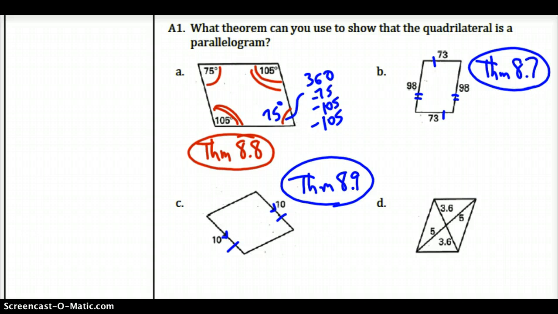And then finally D here, it looks like I've got diagonals that are bisecting each other, 5, 5, 3.6, and 3.6. So this is theorem 8-10, which is the converse of theorem 8-5, or excuse me, 8-6. So typical type problems here.